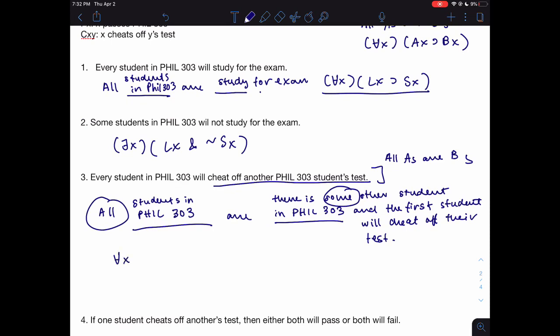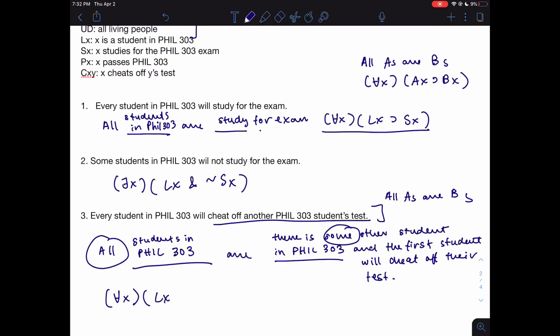So for all X, if X is a student in Phil 303, so LX, then, right now we're at the arrow, so then there is some other student. So let's say there exists a Y such that, well, first we have to specify that Y is a student in Phil 303. So Y is a student in Phil 303, LY, right? So Y is a student in logic, and the first student will cheat off their test. So we want to go C, X will cheat off of Y's test.